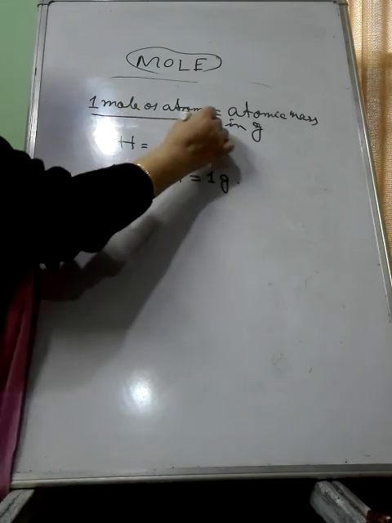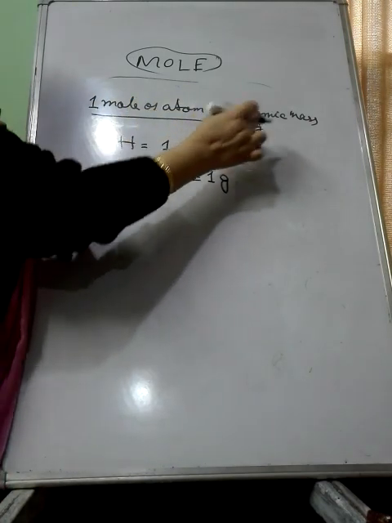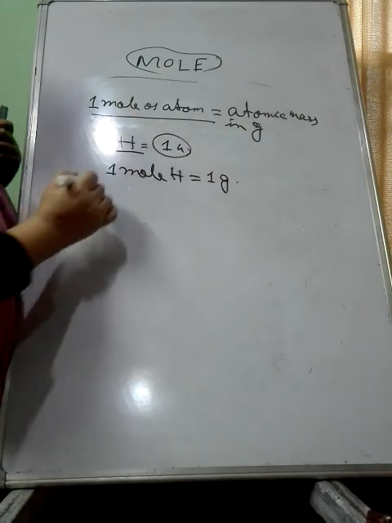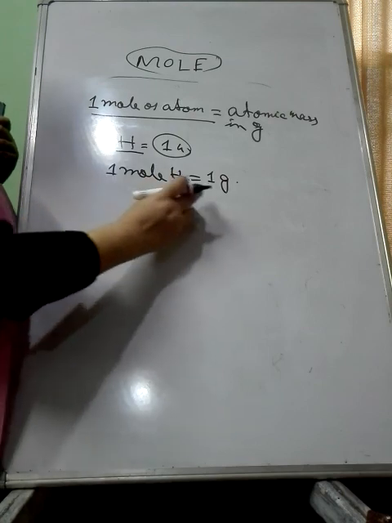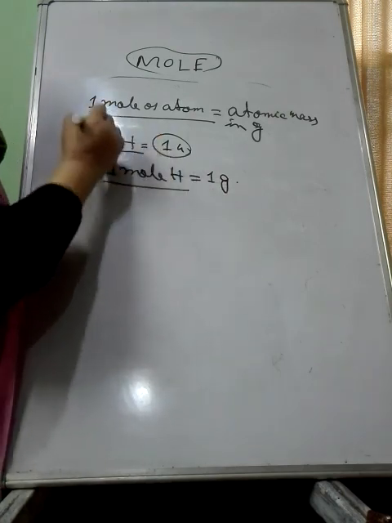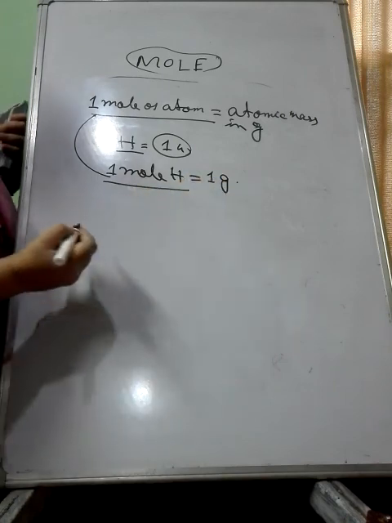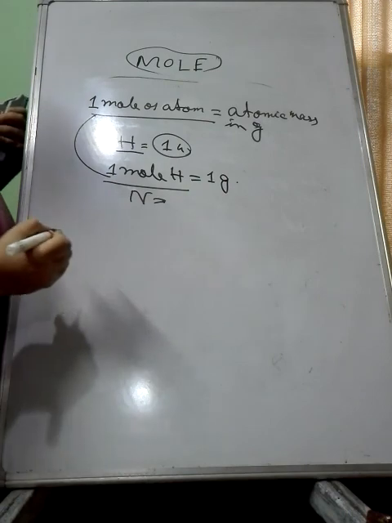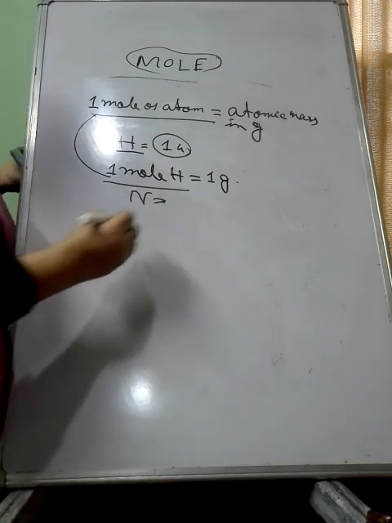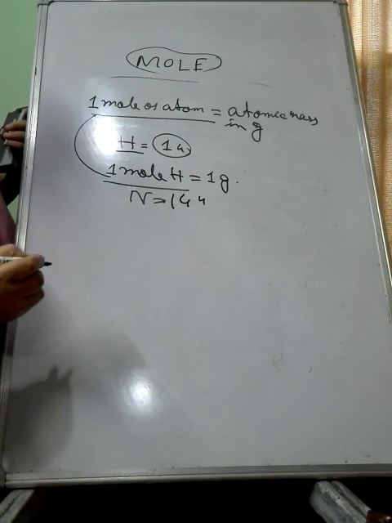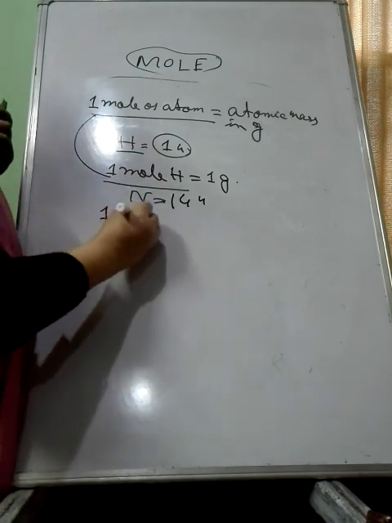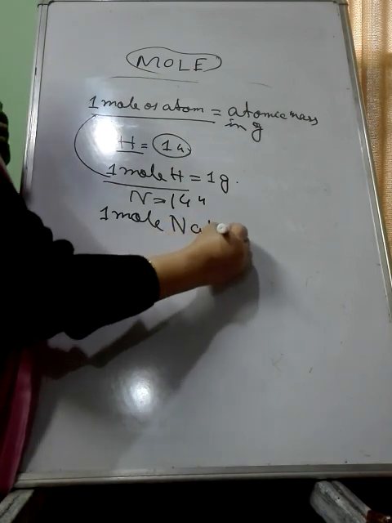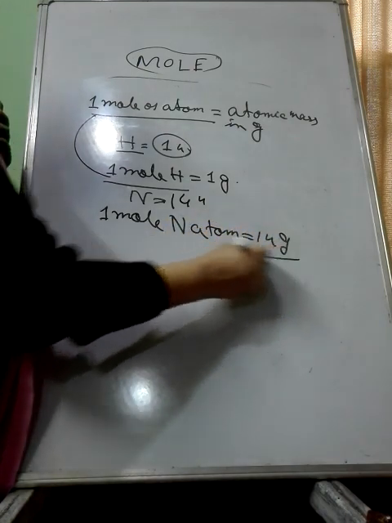What is the point here? 1 mole of atom equals atomic mass in gram. I am taking the example of hydrogen. Hydrogen atomic mass is 1 U, that you know. So what is the mass of 1 mole of hydrogen? 1 mole of hydrogen is 1 gram. Another example: nitrogen. Nitrogen atomic mass is 14 U, so 1 mole of nitrogen atoms equals 14 gram.